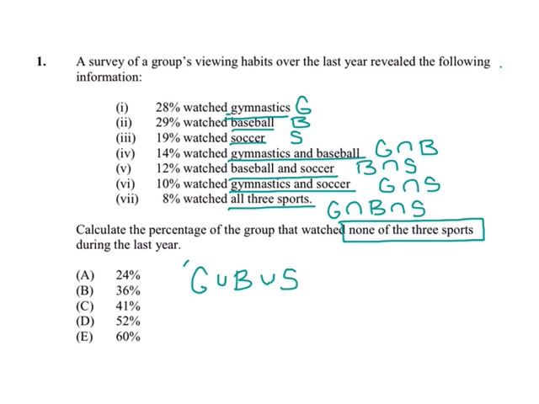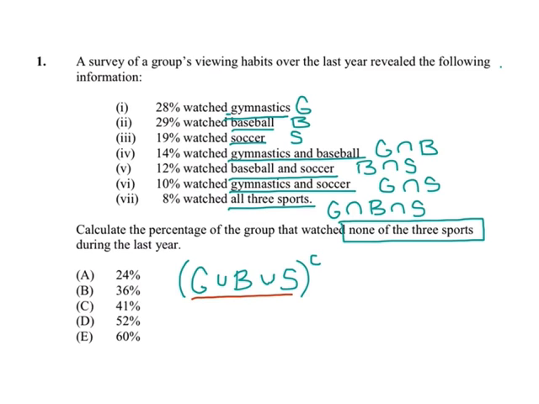So to find that, we would need to find the complement of this union, okay? Because that would be everyone that didn't watch any of those. But to find that, we would first need to find this union of G, B, and S. So you can either draw a Venn diagram and find that, or you can use the formula. Remember the formula for a union.